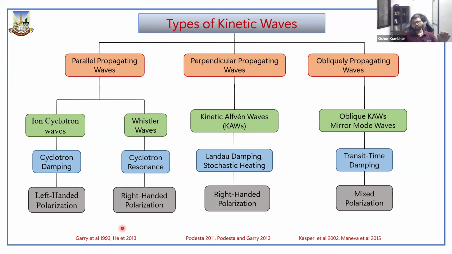So there is another branch of waves which we call the Whistler waves. The Whistler waves are high frequency electromagnetic waves, which are right-handedly polarized, and they are moving in a direction parallel to the magnetic field.